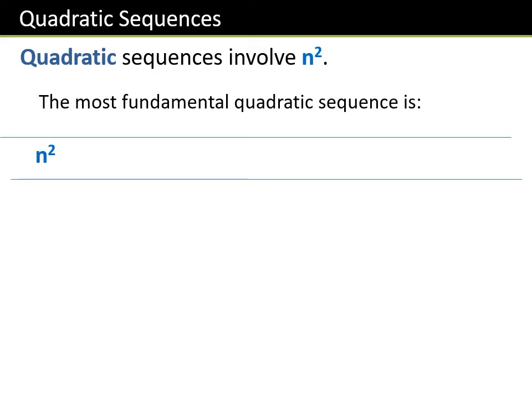So quadratic sequences involve n squared, with our most fundamental being the straightforward quadratic sequence that basically generates square numbers. If we put n equals 1, n equals 2, n equals 3, n equals 4, n equals 5, we get 1 squared is 1, 2 squared is 4, 3 squared is 9, 16 and 25. So we're going to keep on coming back to this quadratic sequence.